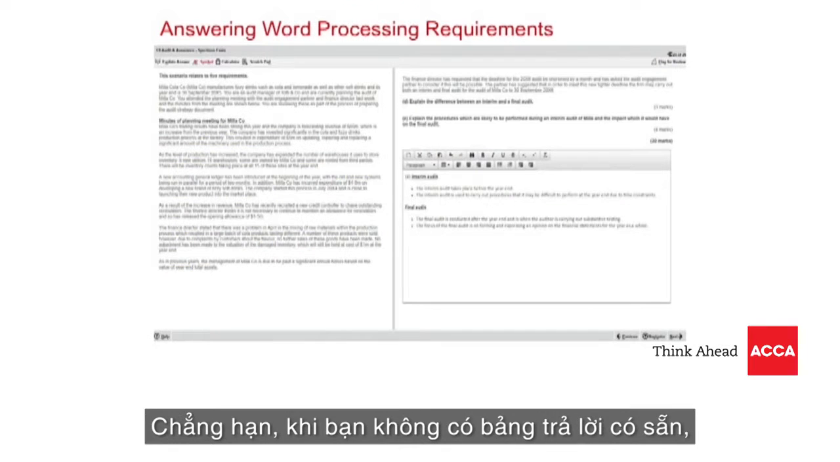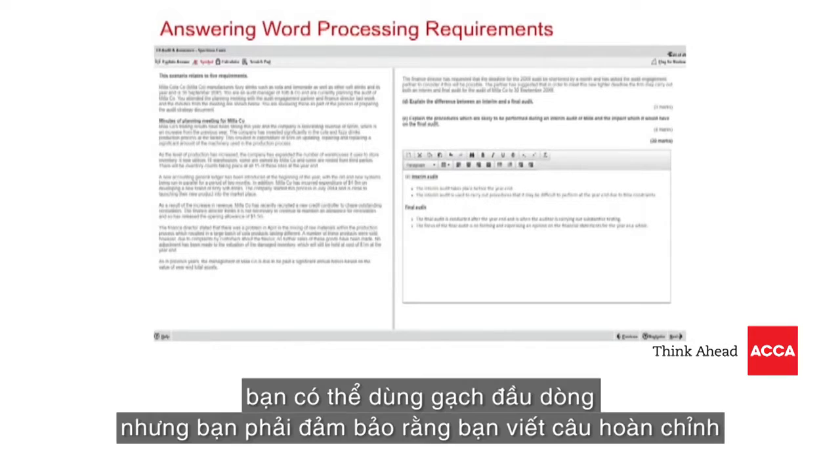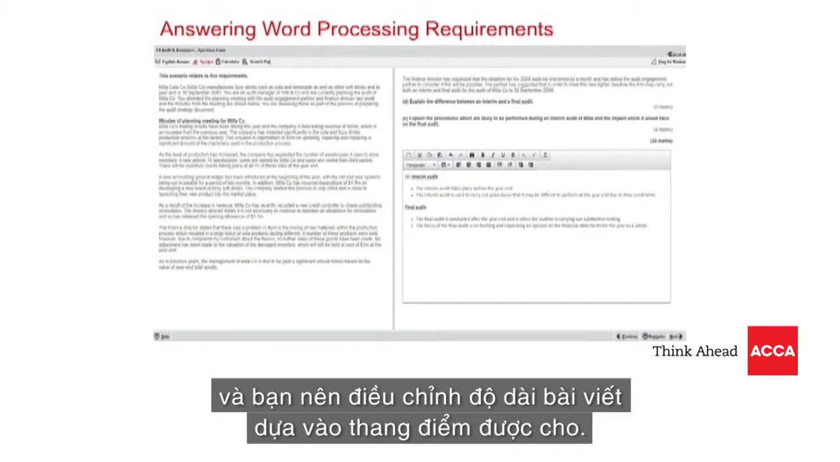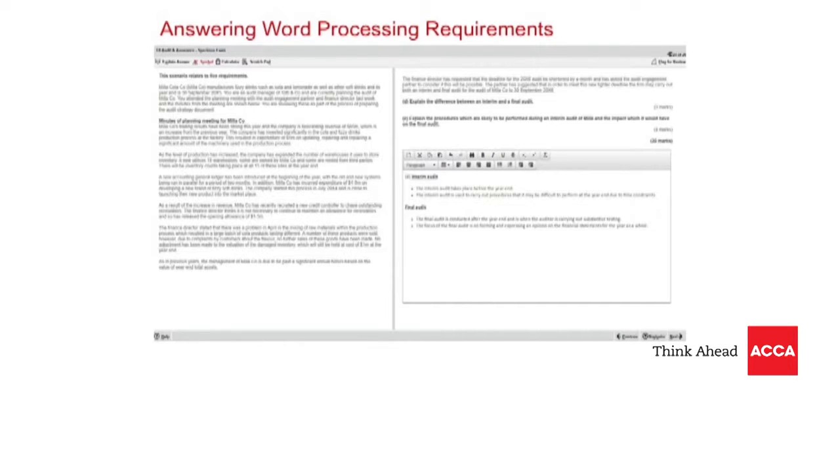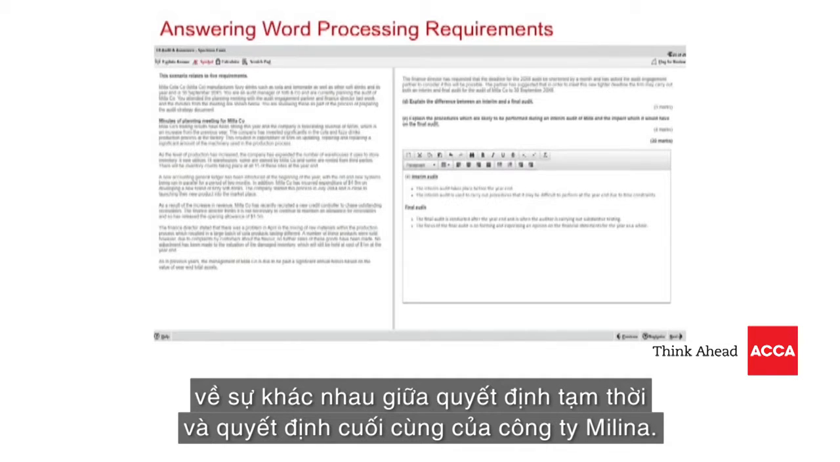For examples where you are not provided with a pre-formatted response, you should employ exactly the same exam technique as you would for paper. So you may use bullet points, but you should make sure that you write in full sentences, and you should tailor how much you write based on the mark allocation. This screenshot shows our suggested answer to the 3-mark requirement in relation to the difference between an interim and final audit that we saw earlier for Mila Cola.